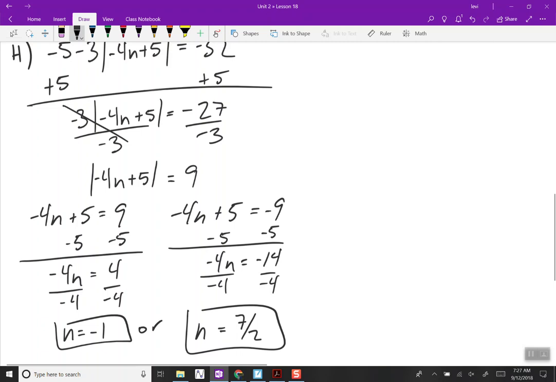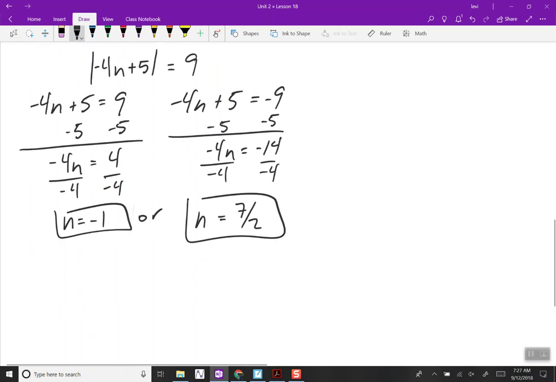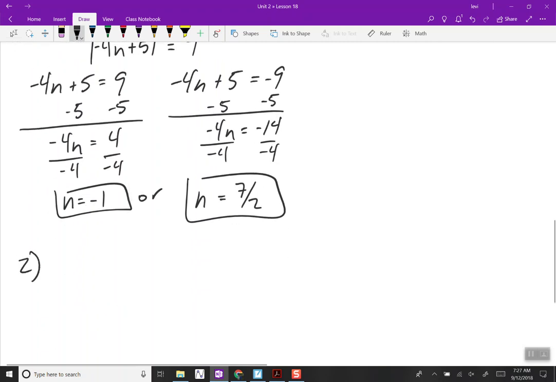The next ones are similar. For problem 2, it's just that they have inequalities. So we'll do one of them. We'll do 2a, and it's the same exact step. So we've got absolute value of 2b minus 4 greater than 10.